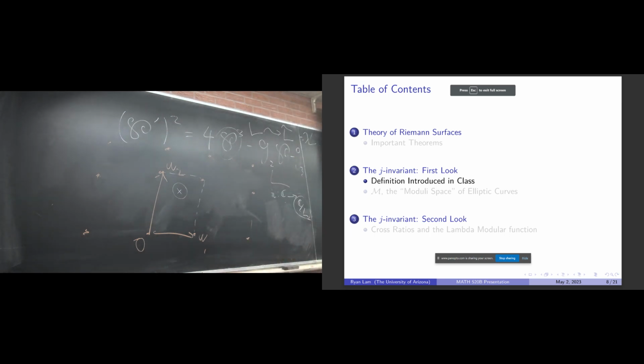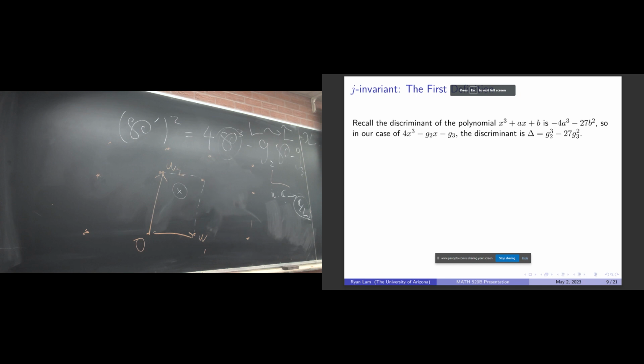And now we will look at what the j-invariant actually is. Okay, so recall that the discriminant of a cubic polynomial is this thing. I don't want to derive it. It's Galois theory if it is anything. So in our case, the discriminant will be, you just divide the whole equation by 4 and then compute it using this formula, G2 cubed minus 27 G3 squared.